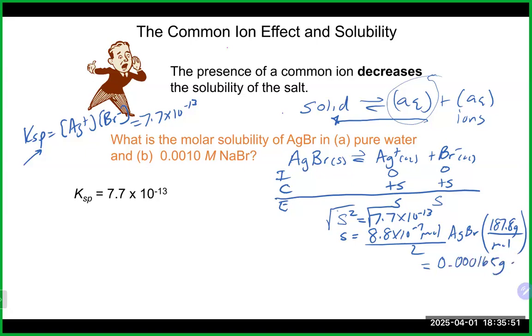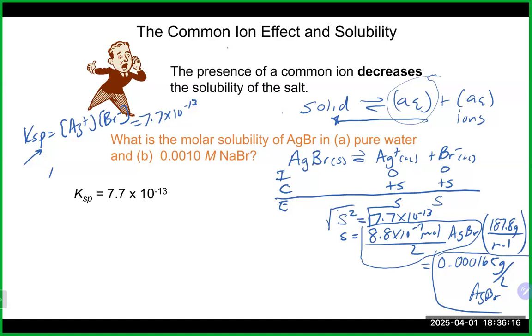0.000165 grams per liter of silver bromide. So once again, is that a lot? That is not a lot, right? So that's less than, I think, almost silver chloride, if I'm not mistaken. And now what would happen, though, if we put our silver bromide in a solution that also contains sodium bromide?